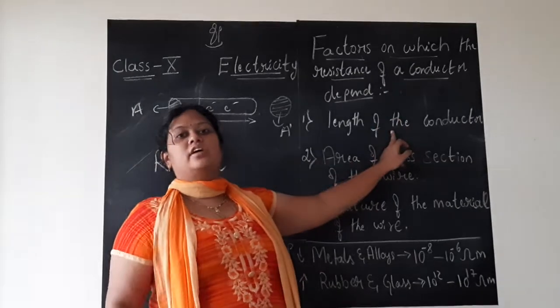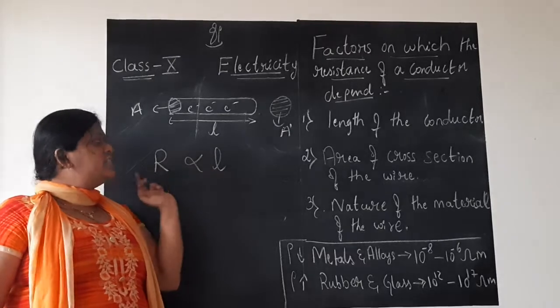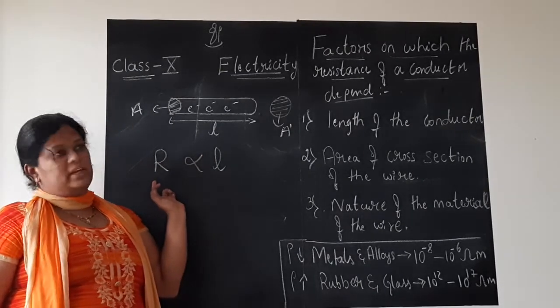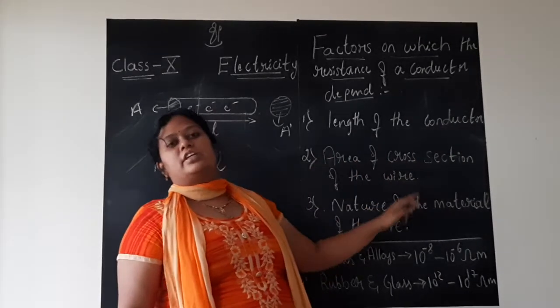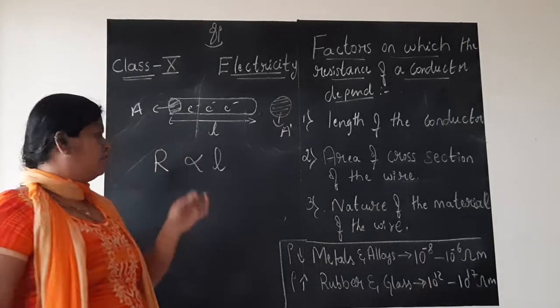You should mention here how it depends; you should know the concept. How? If length increases, resistance also increases. If length decreases, resistance also decreases. Next, the second point is the area of cross section of the wire. We all understood now what the area of cross section of the wire is.